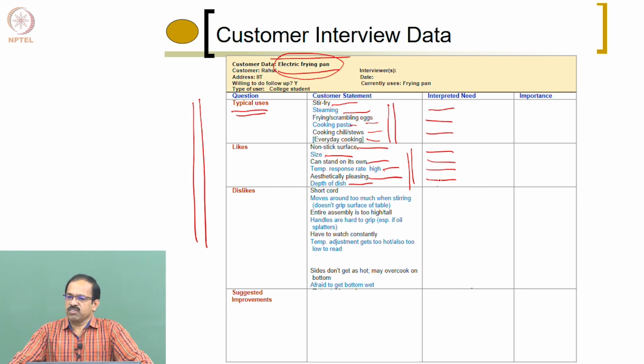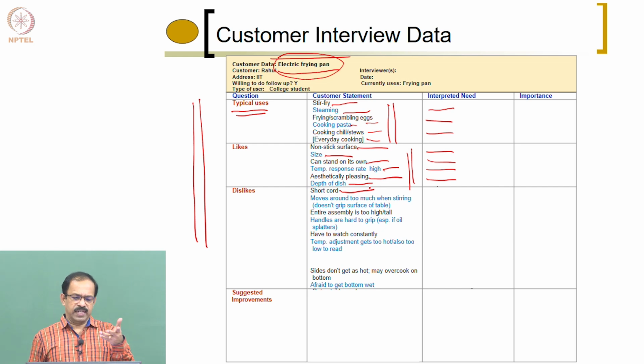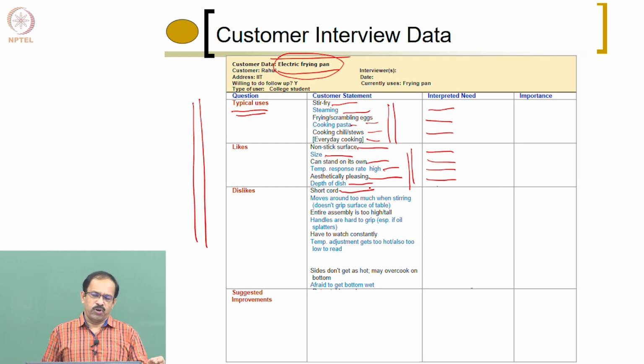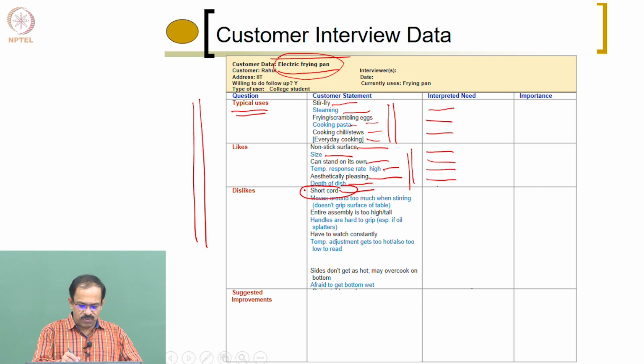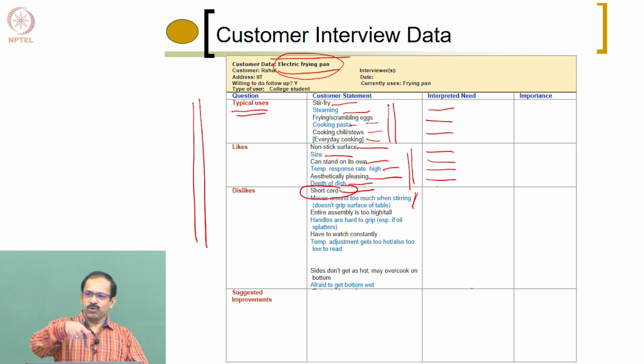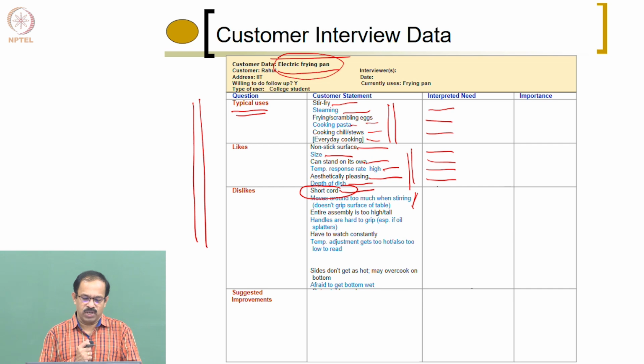So ask the customer, what do you dislike about this product? What are the things you don't like in these products? So short cord length. It's an electric one, so the cord length is very short, so that you need to keep it very close to the plug point. You cannot move it away from the plug point. So that is something which he does not like, short cord length. And it moves around too much when stirring. So though it is stable, it can stand on its own, when you try to stir the contents, it actually starts moving. So that is something which he does not like.